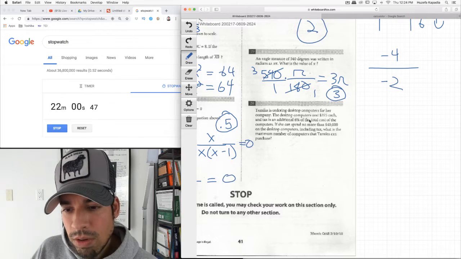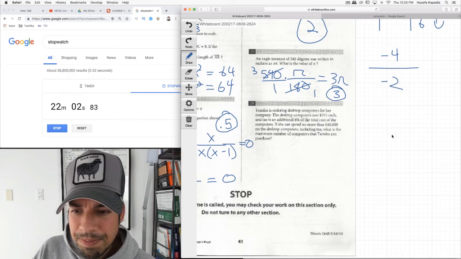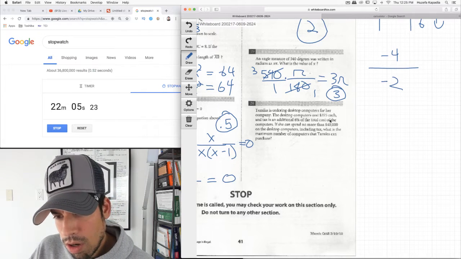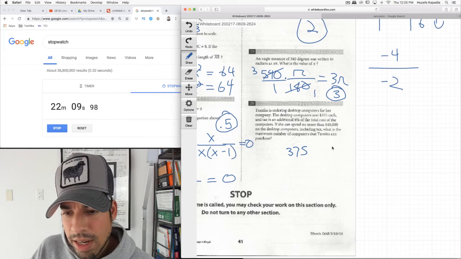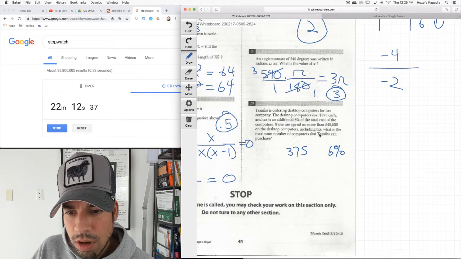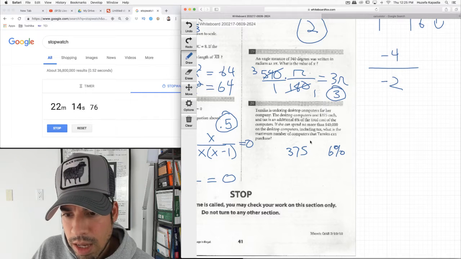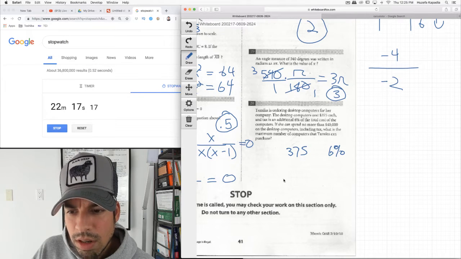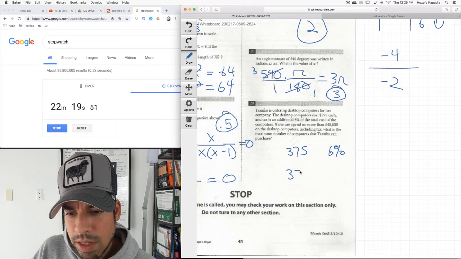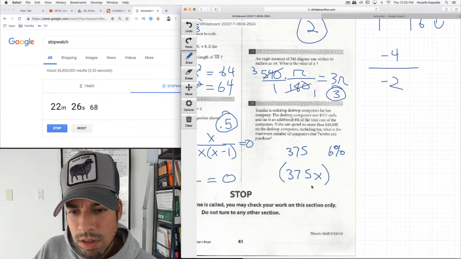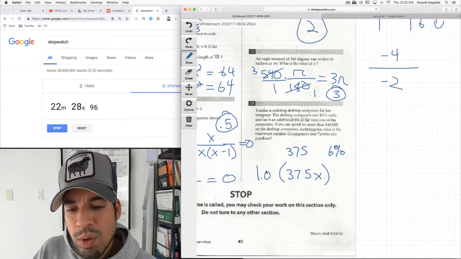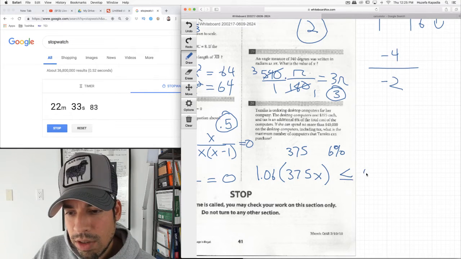We'll check. Tamika's ordering desktop computers for her company. The cost is $375 each computer, and taxes are 6% of the total cost. She can spend no more than $40,000 on the desktop computers, including tax. So it's 375 times x times 1.06, that's including the tax, has to be less than or equal to 40,000.